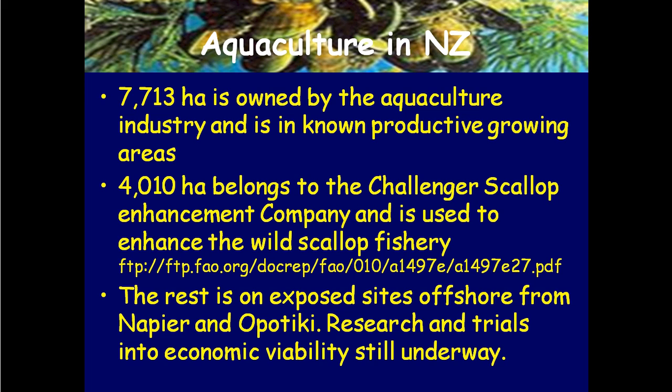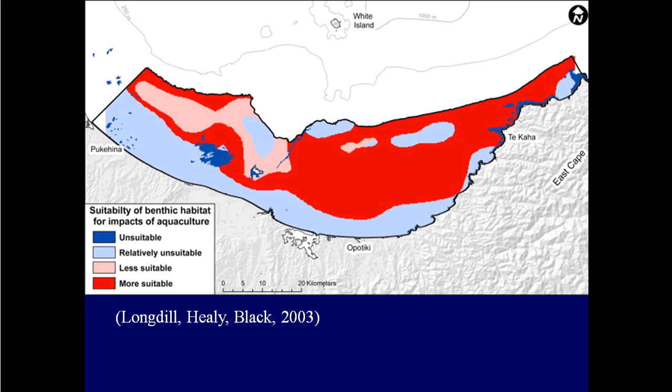So there's a website you can go and have a look at, a document that describes that scallop enhancement. And so those are areas where scallops are caught and then taken to shore, raised through their most vulnerable stages, and then reseeded into that area, and then commercially harvested. Okay, and the rest is on exposed site offshore from Napier and Podkey. And these are for offshore mussel farms, and they're still trialing whether this will happen.